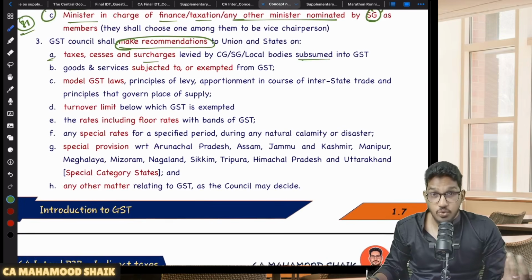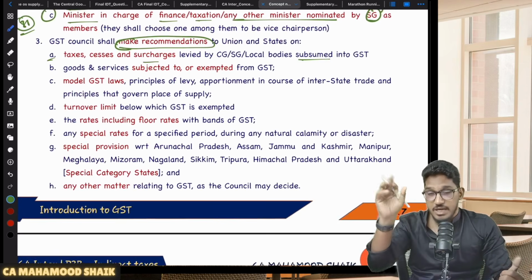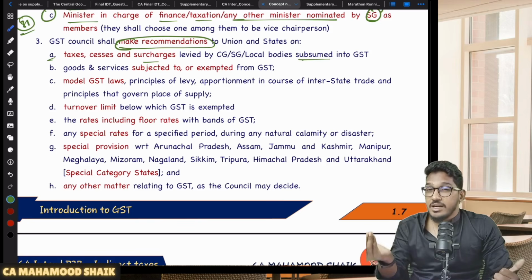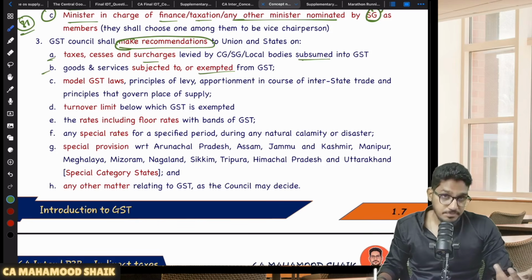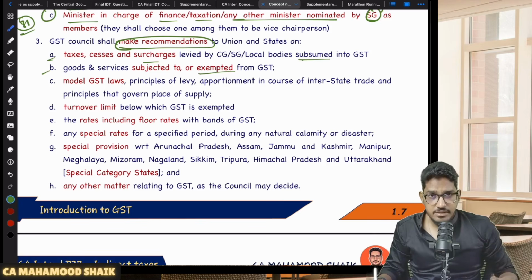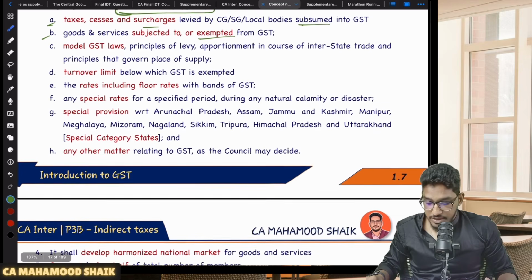What and all taxes have to go away. I showed you the list of which taxes are subsumed into GST. Who decided it? The GST Council has decided it. And exemptions, which goods are exempted, which services are exempted, they will also give the recommendation on this matter.